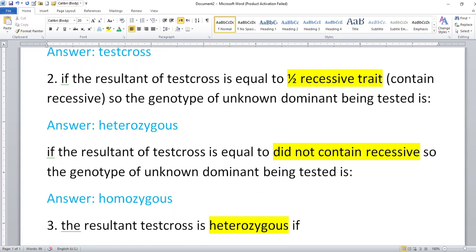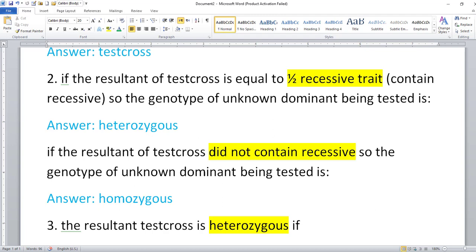If the resultant of the test cross is equal to 1/2 recessive trait, or maybe they do not mention the ratio, just say it contains recessive. If the resultant test cross is equal to or contains recessive, so the genotype of the unknown dominant being tested is heterozygous. If the resultant test cross does not contain recessive, so the genotype of the unknown dominant being tested is homozygous.